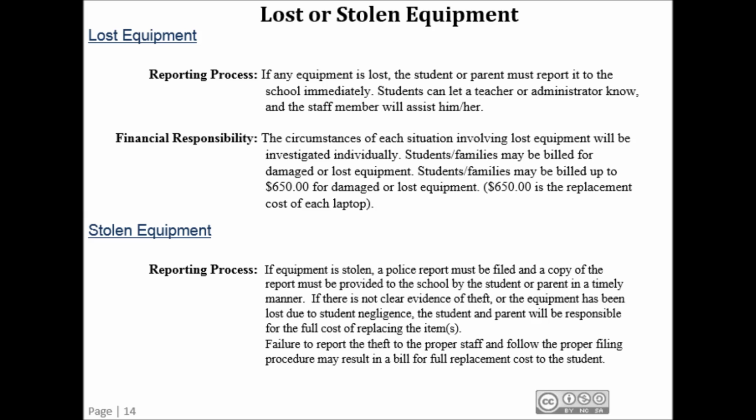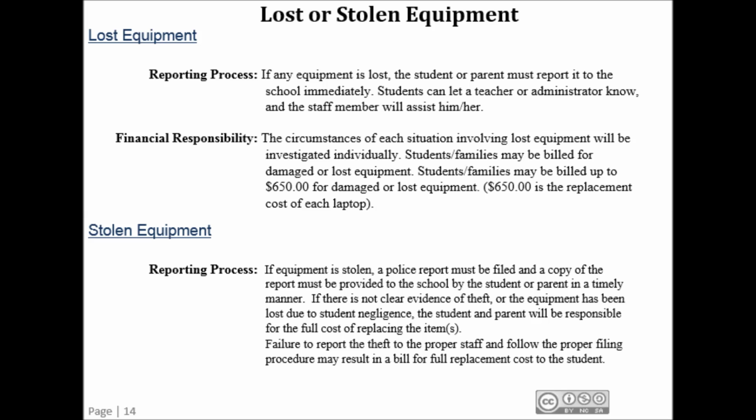Financial responsibility. The circumstances of each situation involving lost equipment will be investigated individually. Students and families may be billed for damaged or lost equipment. Students and families may be billed up to $650 for damaged or lost equipment. $650 is the replacement cost for each laptop.